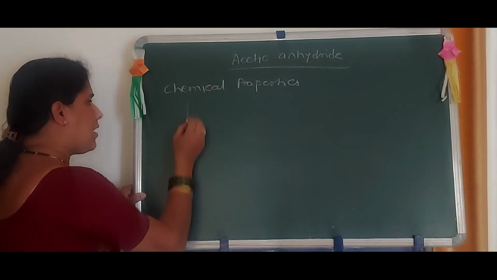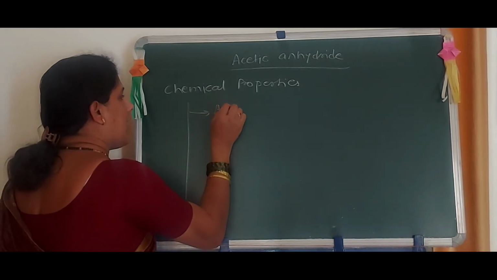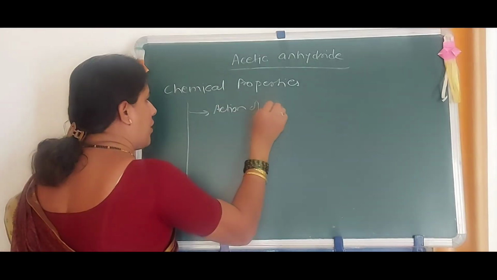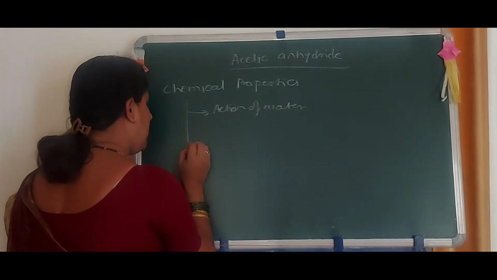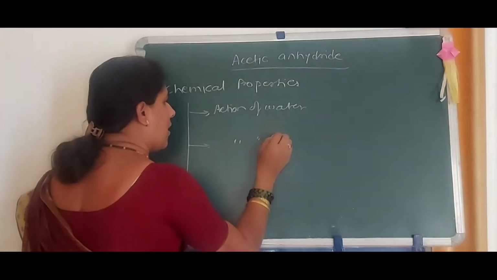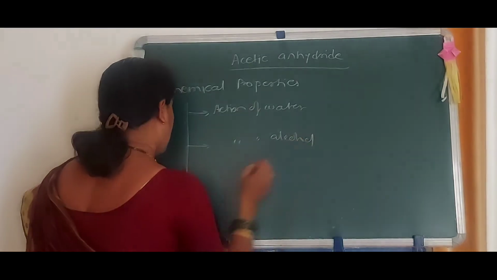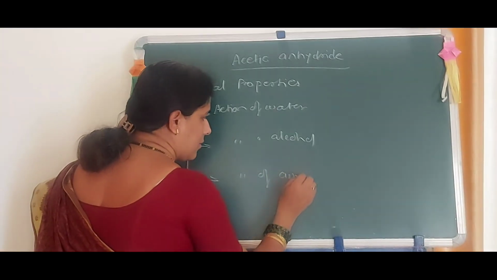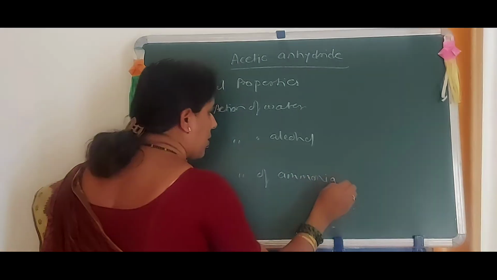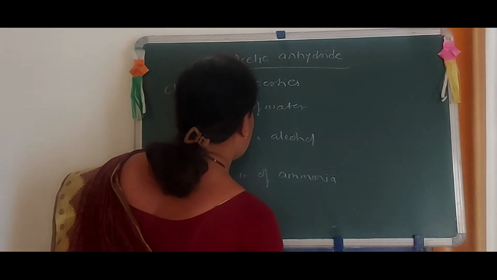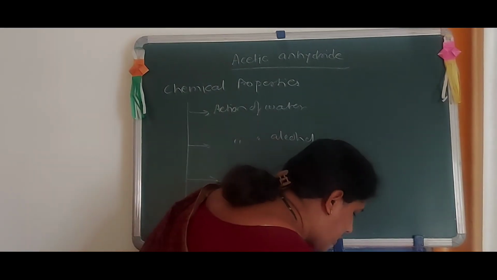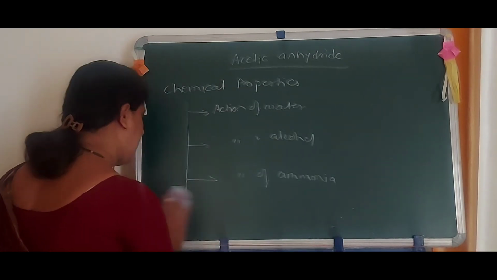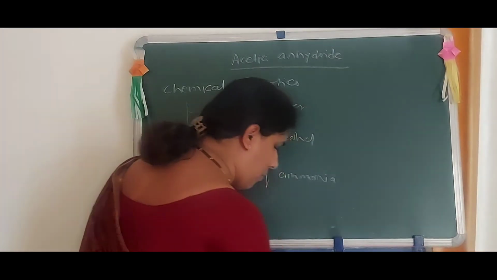Okay, there are three chemical properties. First is action of water. Second, action of alcohol. And third is action of ammonia. Thus we have to discuss these here. First, the action of water.